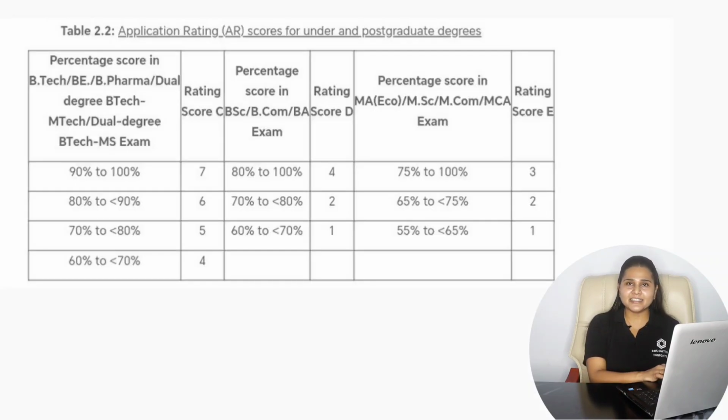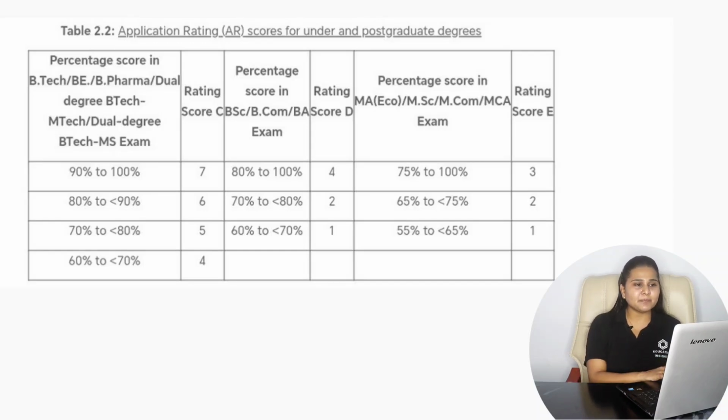In a similar way, there is an application rating score for graduation also. If the percentage score in BTech, BE, BPharm, dual degree BTech-MTech, or dual degree BTech-MS is between 90 to 100%, there are 7 points. If it ranges between 80 to 90%, there are 6 points. If it ranges between 70 to 80%, there are 5 points. And if it ranges between 60 to 70%, there are 4 points.